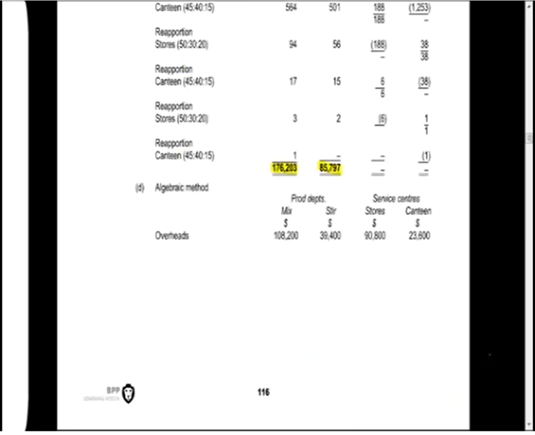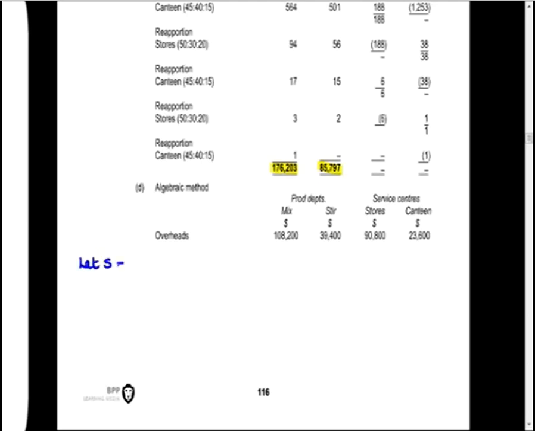The final method that we'll see, the algebraic method, is another way of doing the reciprocal calculation, and once we've completed it we would hope to get the same numbers as we did in part C. Whether you choose to use repeated distribution or the algebraic method is entirely up to you in the exam, whichever one you feel more confident with. It's just the algebraic method is a bit quicker if you feel confident with it.